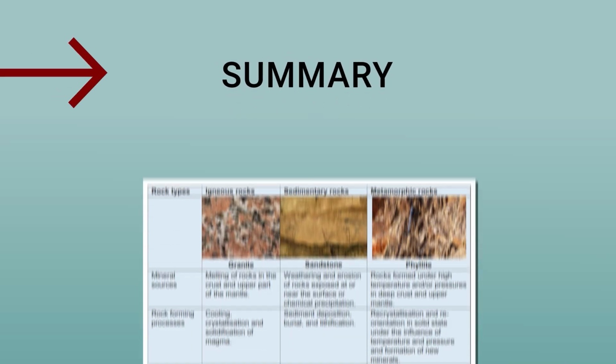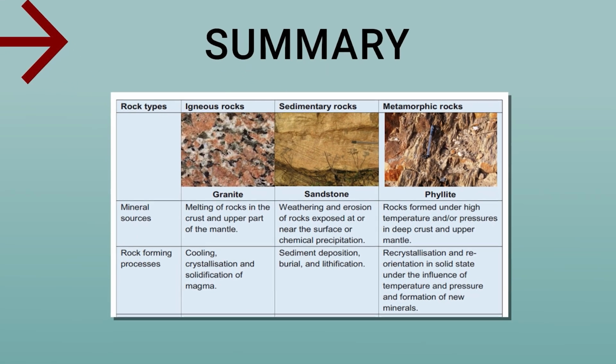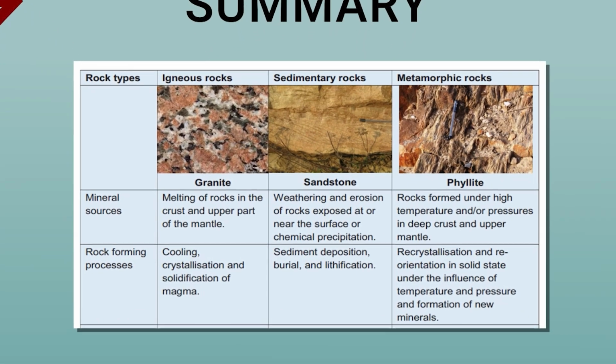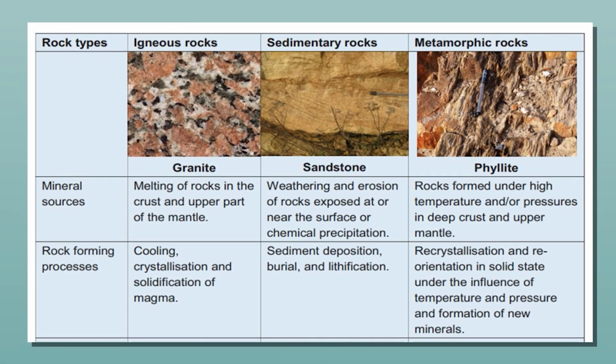Just a last slide to show you: rock types can be igneous, sedimentary or metamorphic. What are the minerals? You can see granite, sandstone and phyllite. You can see the mineral sources. You can see the rock forming process, which is clearly given in these diagrams. So, I am sure learners, you should have understood by now the difference between igneous, sedimentary and metamorphic rocks and what drives the plate tectonic cycle.